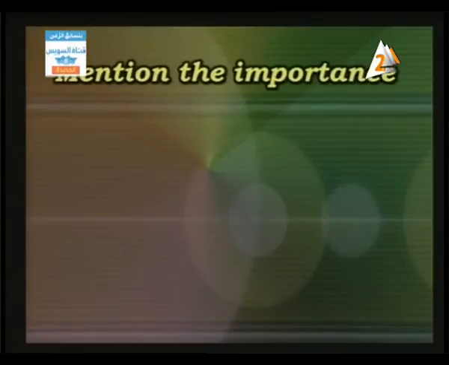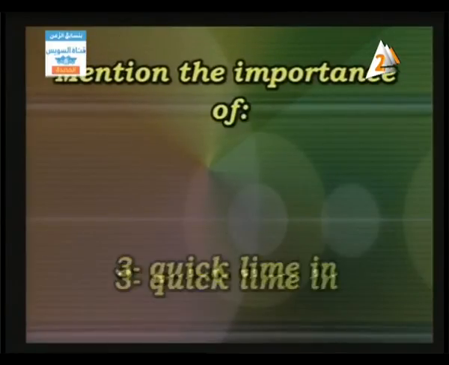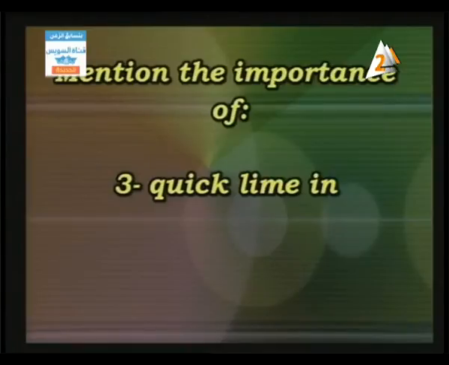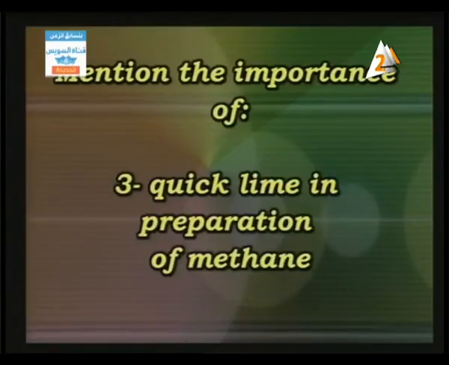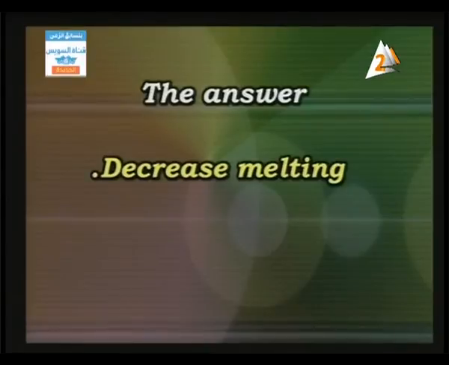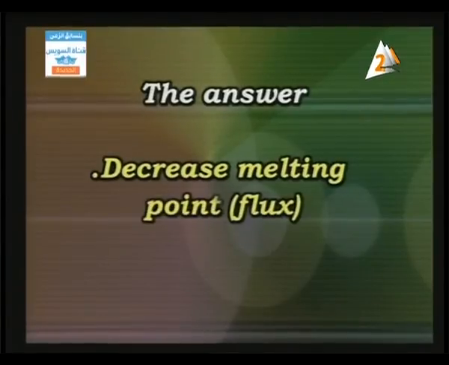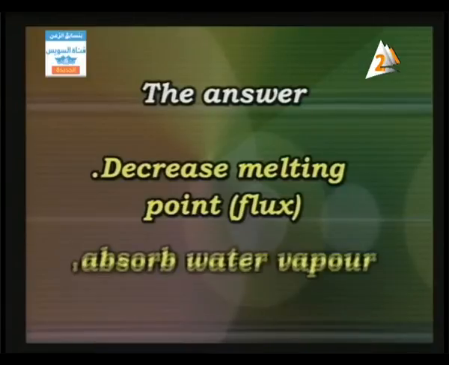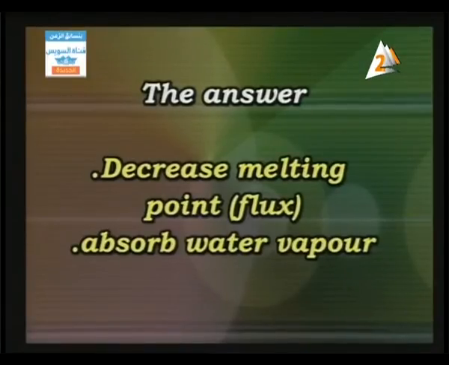The question is to mention the importance of quicklime in the preparation of methane. Concentrate very well on each of these questions. The answer is number 1, it decreases the melting point, acting as a flux. Number 2, it absorbs water vapor. This compound is used to absorb water vapor and decrease the melting point.